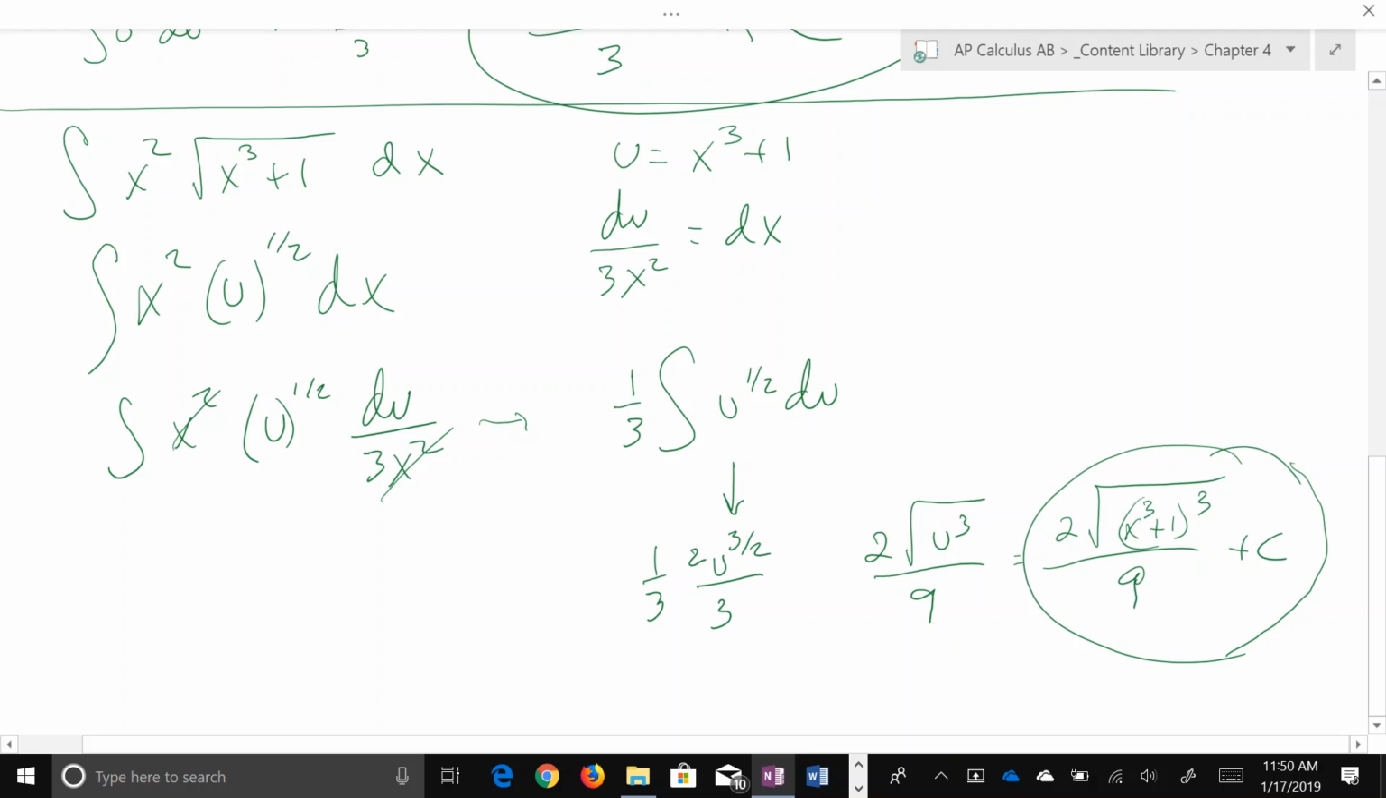So here I have x squared, u to the 1/2 times dx. I put that in, my dx is this. The x squares cancel. And I have this 1/3 sitting here, so that's why that's out front. So now I'm just down to this. And now it's easy. Now we're home free. The integral of u to the 1/2 is u to the 3/2.